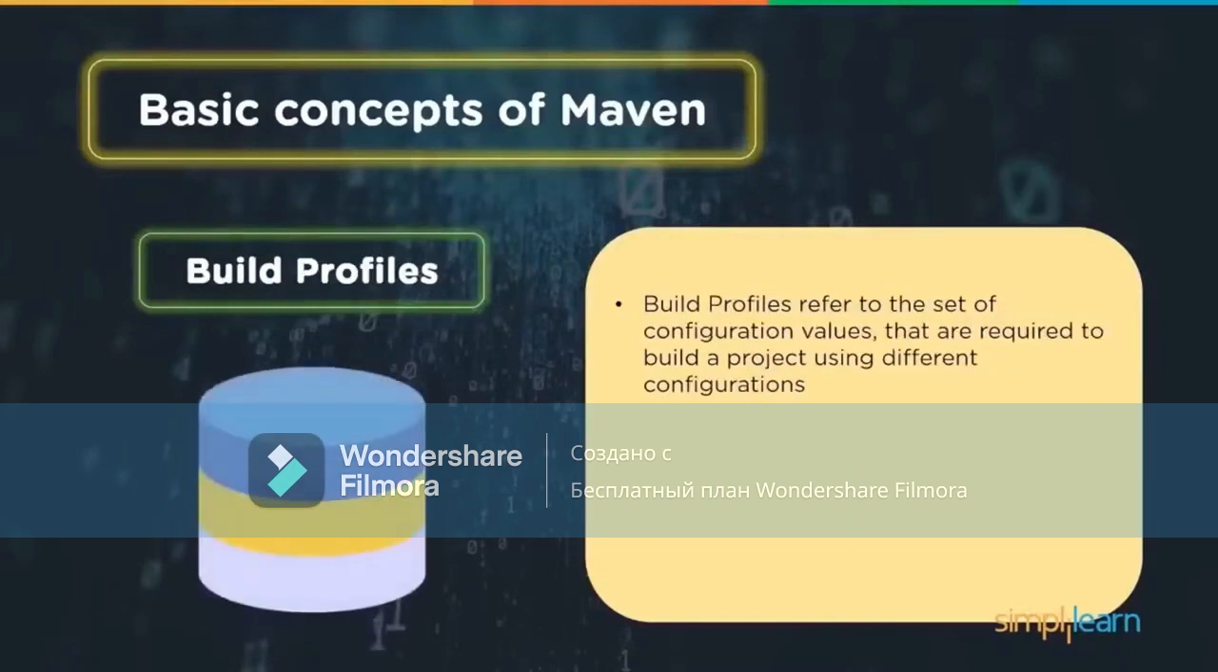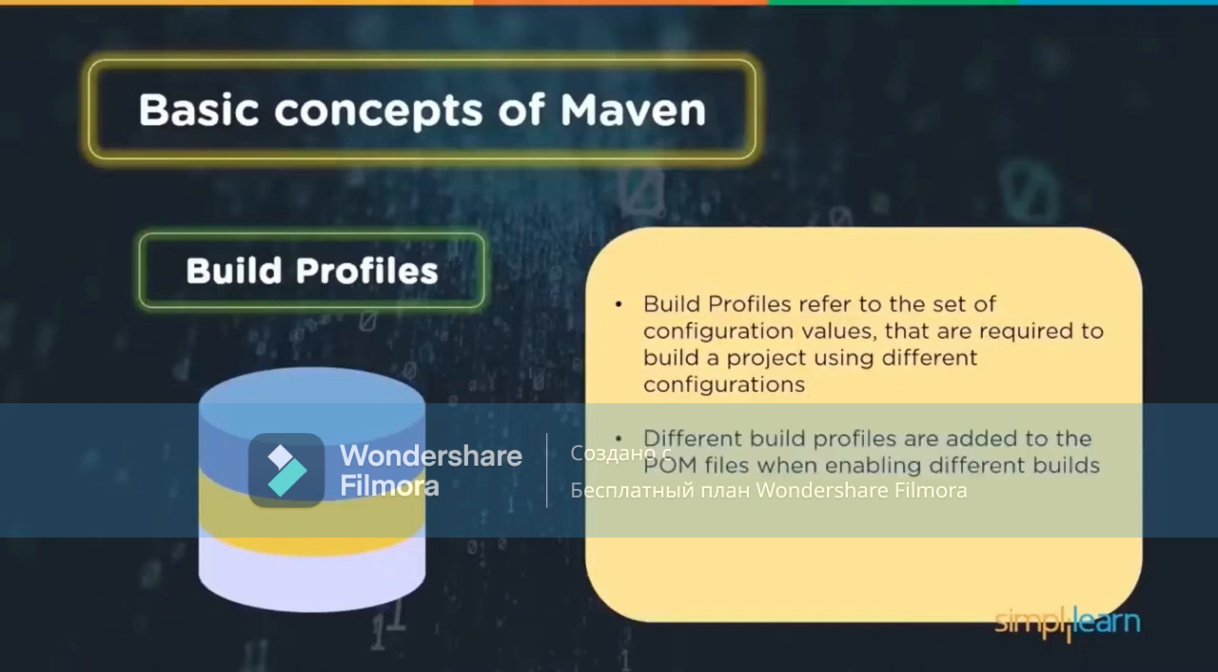Then we have the build profiles. Build profiles refer to a set of configuration values. Generally we have a generic build process for all the environments or the code base, but sometimes we do have some differences. That is where we can go for profiles, because a specific profile can have its own configuration, and whatever is required for the build process, we can store different configurations inside the Maven build script.